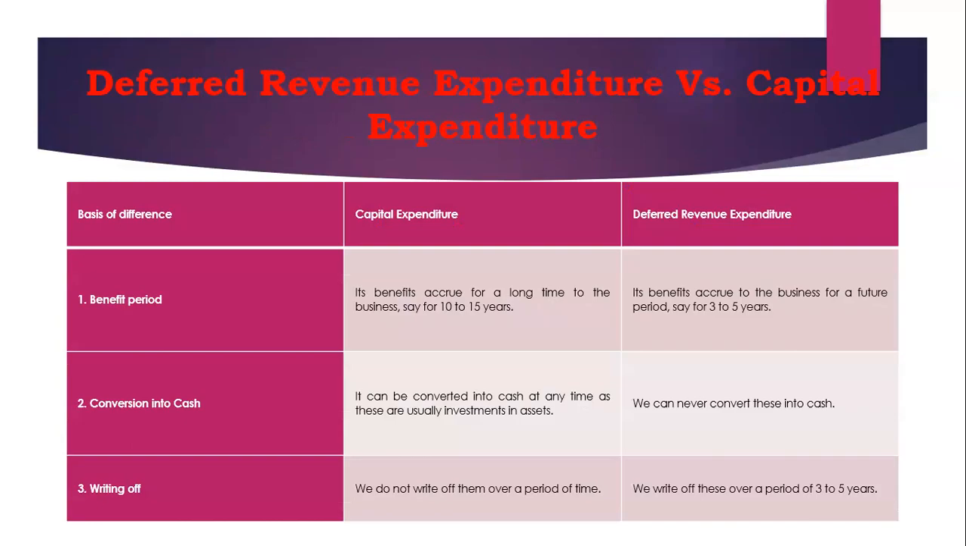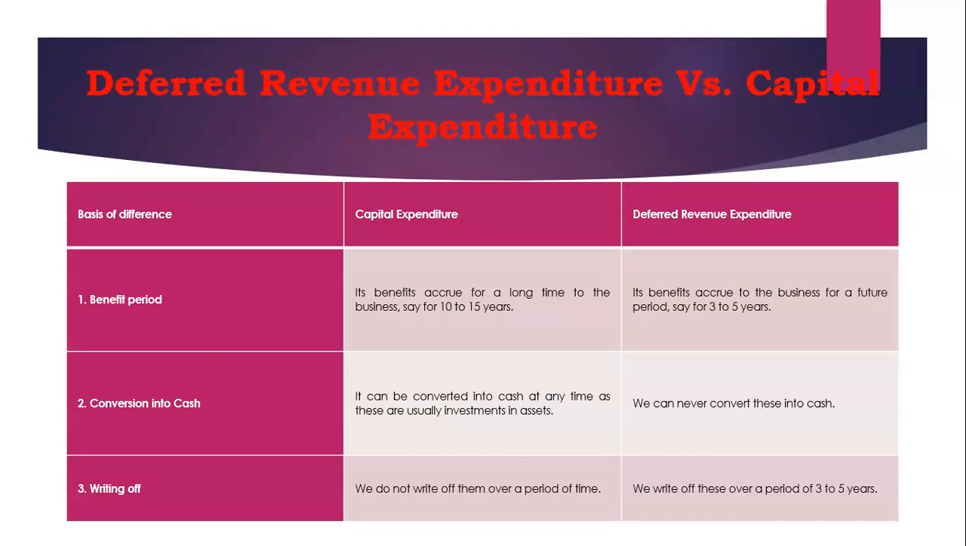Before I go to another thing, I would like to tell you what the differences are between deferred revenue expenditure and capital expenditure. See, deferred revenue expenditure is also for several years. Capital expenditure is also for several years. But deferred revenue expenditure is normally for 3 to 5 years, whereas capital expenditure is meant for 10 to 15 years. It benefits for a long time. The capital expenditure is long term. On the other hand, deferred revenue expenditure is for 3 to 5 years.